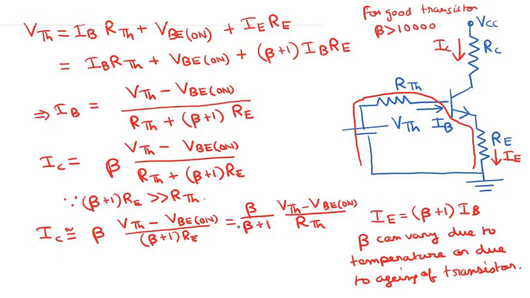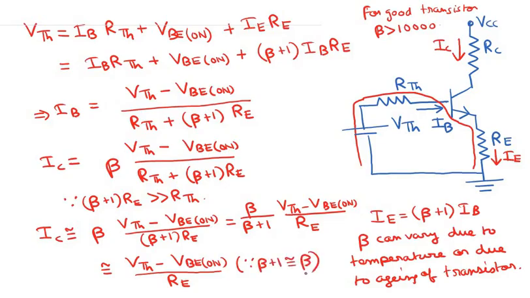Now if beta is of the order of 10,000 or something like that, then beta divided by beta plus 1 is approximately 1. So this is approximately equal in that case to (VTH minus VBE) divided by, sorry, this is not RTH but RE, divided by RE, since beta plus 1 is approximately equal to beta.